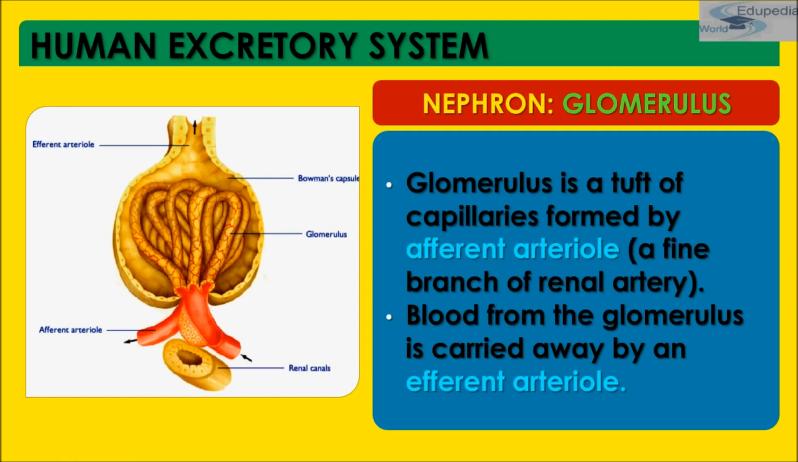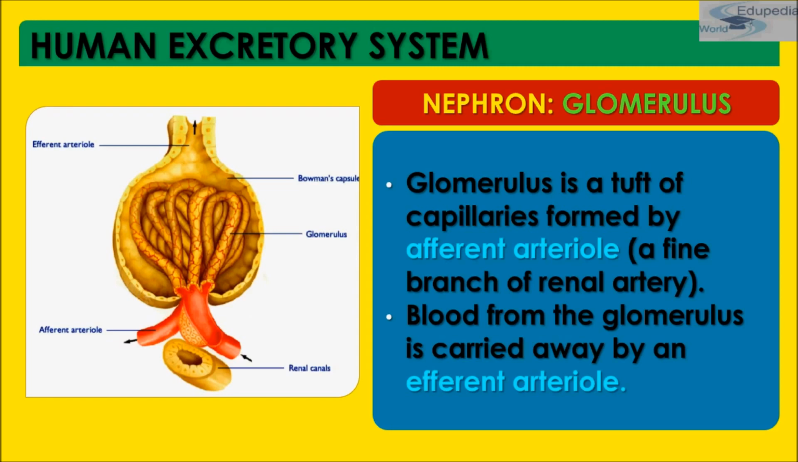of Bowman's capsule, and the renal artery that enters the kidney divides to form branches which we call afferent arterioles. This is afferent arteriole, and each afferent renal arteriole enters the cup of Bowman's capsule, and it divides and redivides to form a knot-like structure of about 50 capillaries, which we call glomerulus. The blood enters the glomerulus through the afferent renal arteriole. It leaves the glomerulus through the efferent renal arteriole.